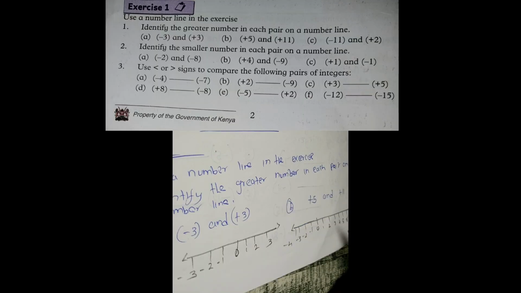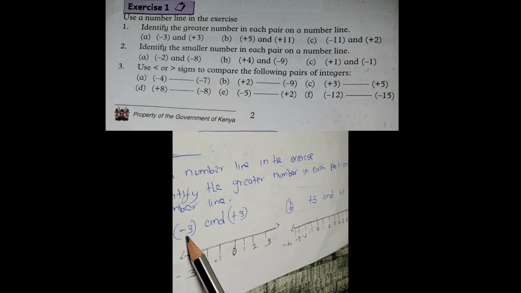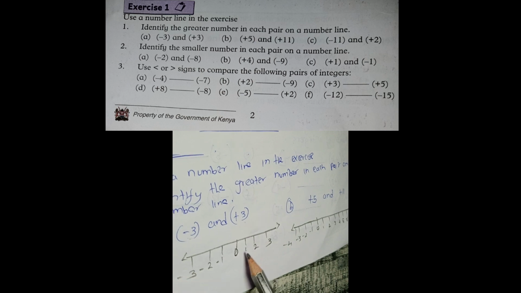Top scorer exercise 1, number 1. Use a number line in the exercise. Identify the greater number in each pair on a number line. So here we have negative 3 and positive 3. We represent them using a number line. We draw our number line. The reference point is 0. The positive 1, 2, 3. The negative 1, 2, 3.